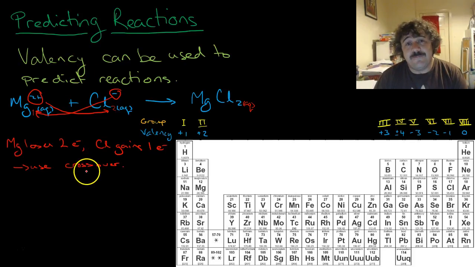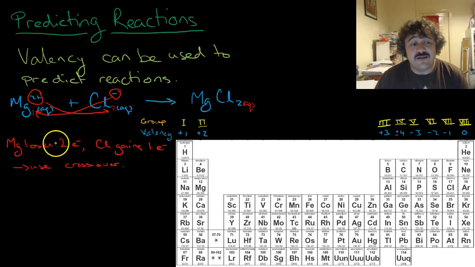So basically, magnesium loses 2 electrons, chlorine gains 1. Now, because chlorine can only take 1 electron, we need 2 chlorines to take those 2 magnesium electrons for it to be stable. Alright, now I hope that made a lot of sense.